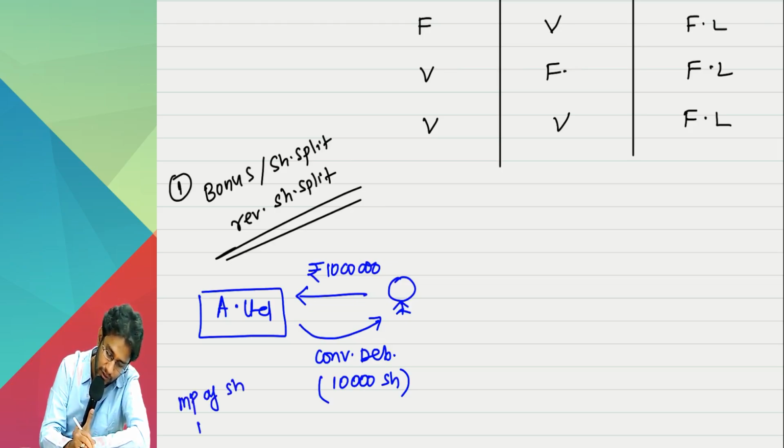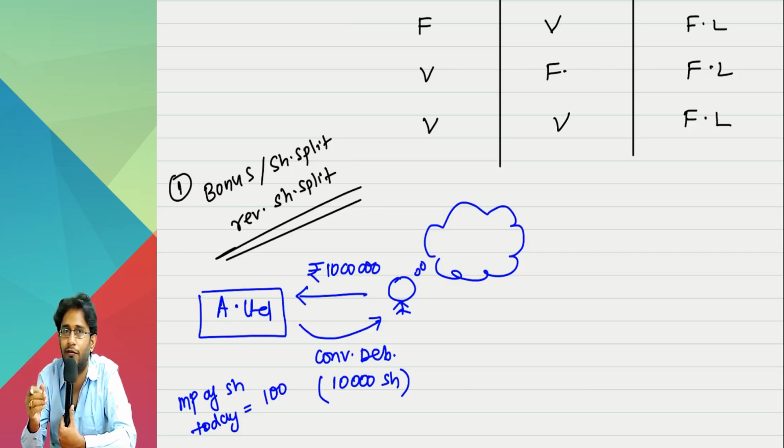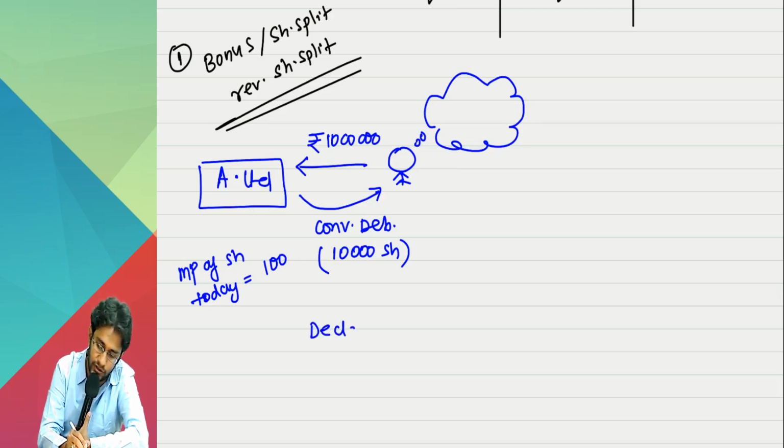Now imagine, sir, the market price of the share today, on the very first day, is 100. This fellow made some calculations. Today 100, after 5 years 150. 150 means 15 lakhs overall gain, happy. He gave. Okay. Now what happened is, after this deal, immediately A Limited declared a bonus issue at the rate of 1:1 to all equity shareholders.